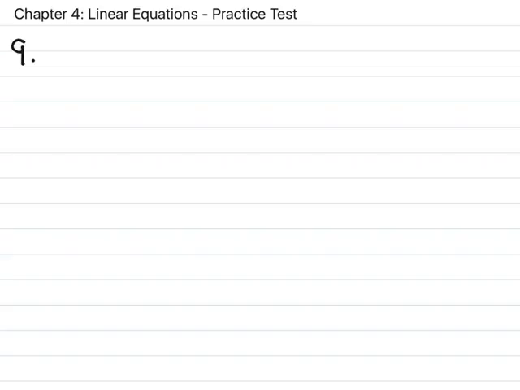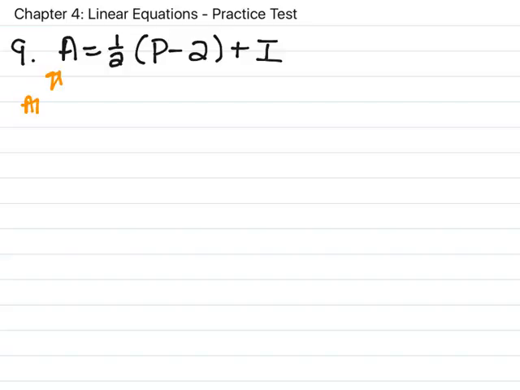Question 9. When a polygon is constructed on a geoboard, the enclosed area can be found by counting the number of pegs on the perimeter of the polygon and the number of pegs on the interior of the polygon. The formula for the area is A equals half P minus 2 plus I, where A is the area, P is the number of pegs on the perimeter, and I is the number of pegs on the interior.